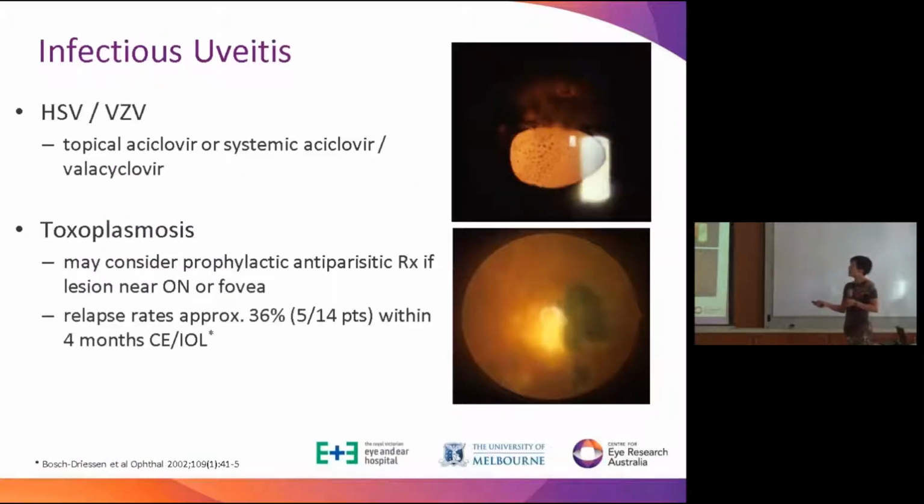If you're going to treat a patient with HSV or VZV uveitis, think about using at least topical acyclovir if you can get it, or systemic Valtrex. Toxo, you might consider prophylactic antiparasitic treatment if you've got posterior disease, because there has been one study that has suggested a relapse rate of about 1/3 in the post-operative period in patients with toxo.